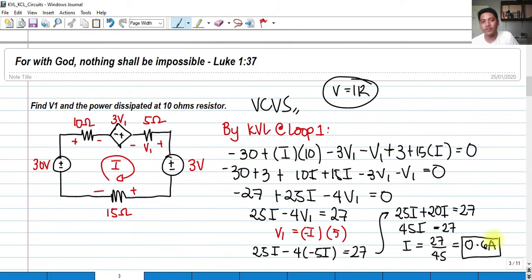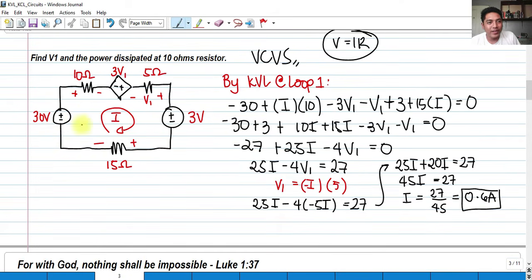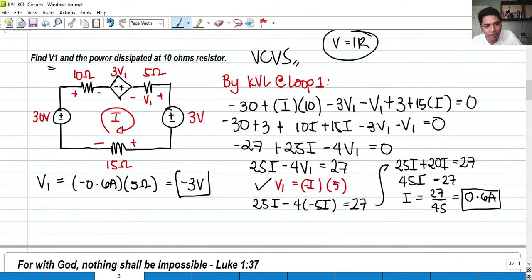So we haven't answered any questions yet. So we have to get V sub 1, but we know that V sub 1 is in the formula. Since we know negative I, we have V sub 1 is equal to the negative of I, which is negative 0.6 amperes, multiplied by 5 ohms, and that is negative 0.6 times 5, which is simply negative 3 volts. So the voltage drop at this V sub 1 is negative 3 volts.